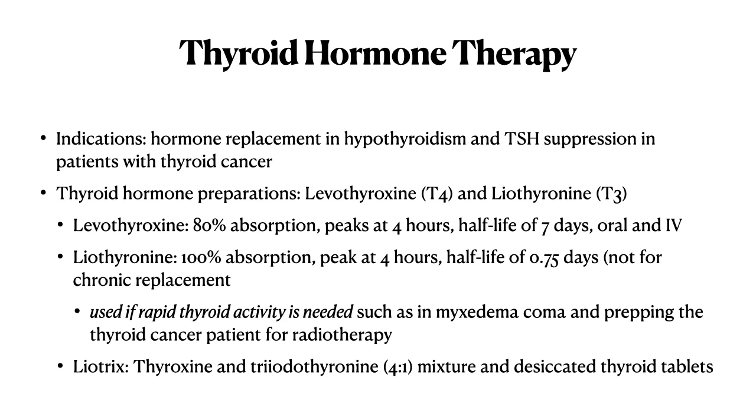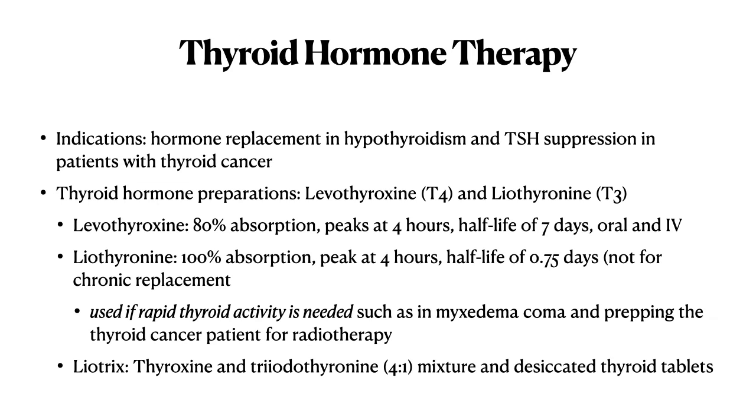What thyroid hormone preparations do we give? We can give an analog of T4, which is levothyroxine, and an analog of T3, which is liothyronine. Levothyroxine has 80% absorption, which means if you give 100 micrograms, 80 micrograms will be available to the systemic circulation if it is given by mouth. It peaks at 4 hours and has a half-life of 7 days. It is available in both oral and intravenous forms.